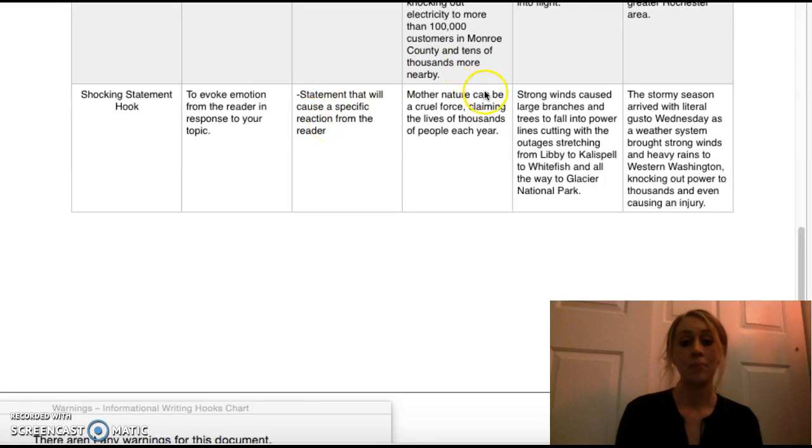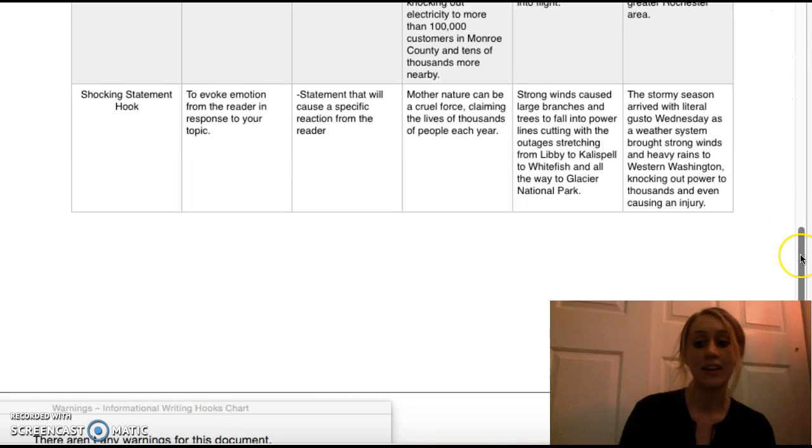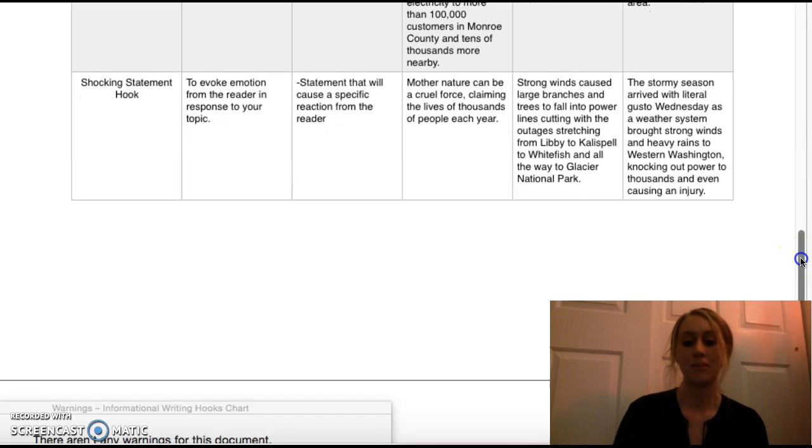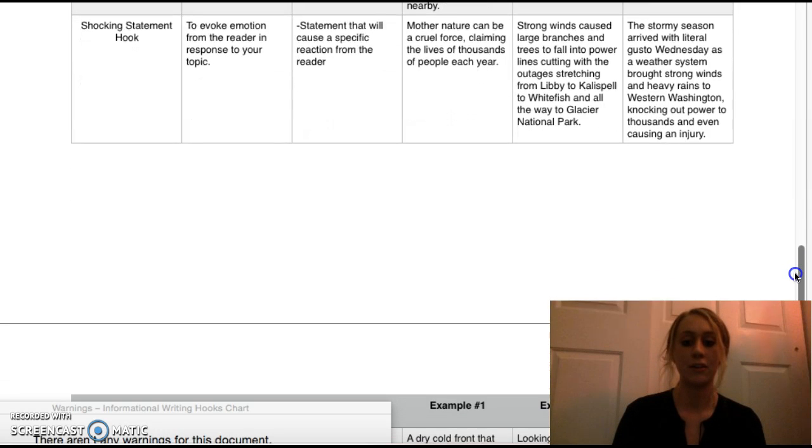For example, Mother Nature can be a cruel force claiming the lives of thousands of people each year. When I read that statement, that makes me sad because it helps me to realize what a big impact windstorms can have on the lives of people in their path. And as the reader, that makes me want to read on and read more, possibly find out what I can do to prepare for a windstorm if it were to occur in the area in which I live.